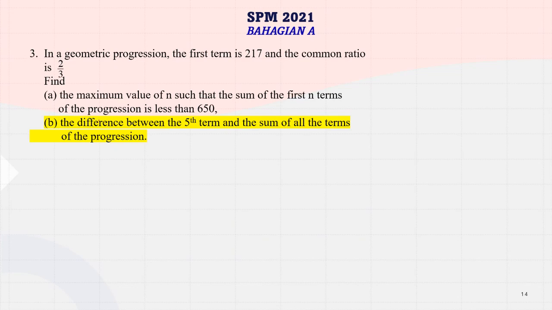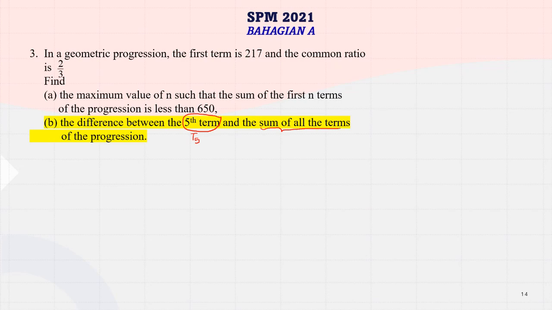Okay. The difference between the fifth term and the sum of all the terms of the progression. So between the fifth term, dekat sini kita nampak the fifth term. Okay, apa maksud the fifth term tu? Maksudnya adalah T yang ke-5. Okay, the fifth term and the sum of all the terms.